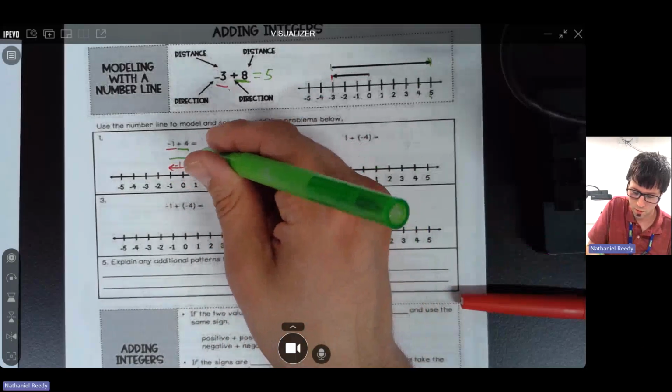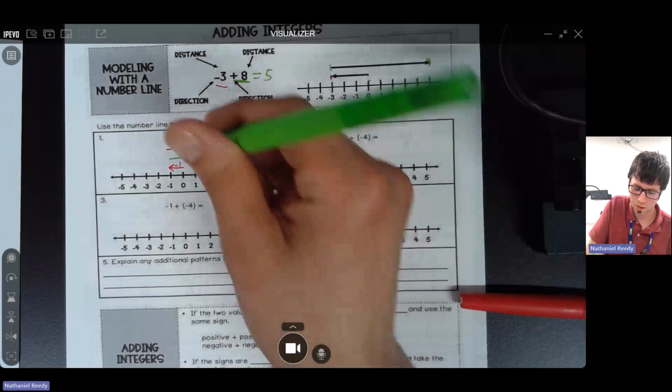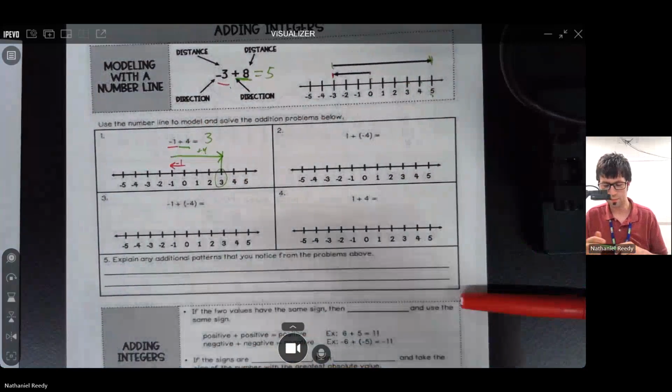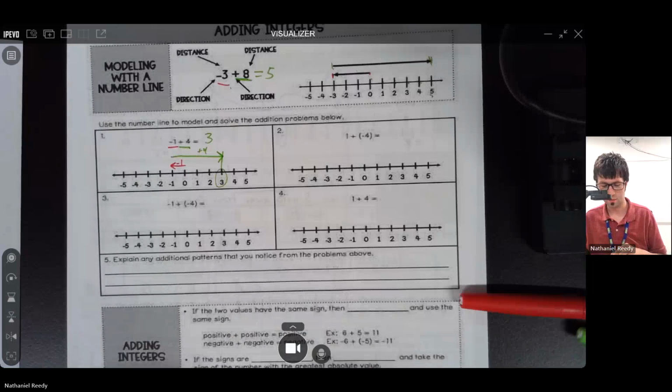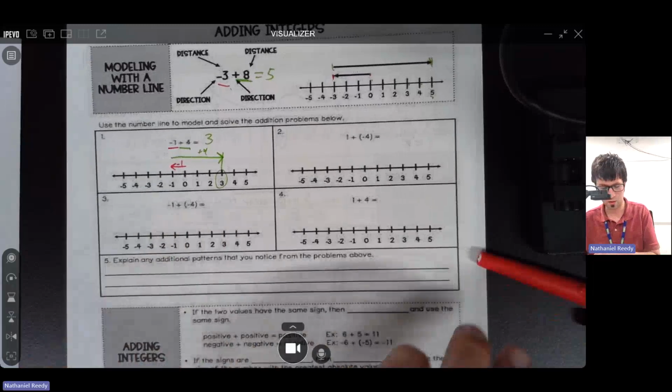So that's plus 4. So where did I stop at? I stopped at 3. So -1 plus 4 equals 3. Okay, now I have something that looks sort of similar.